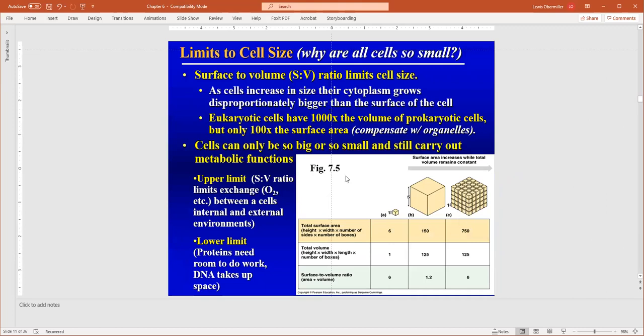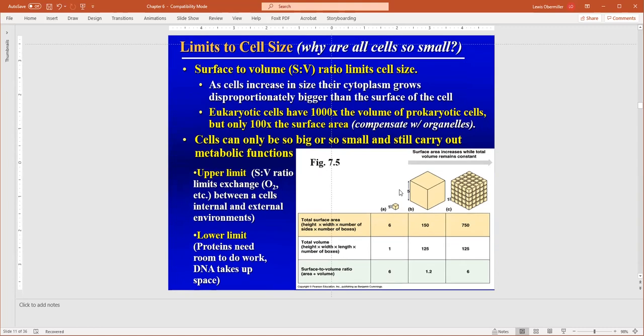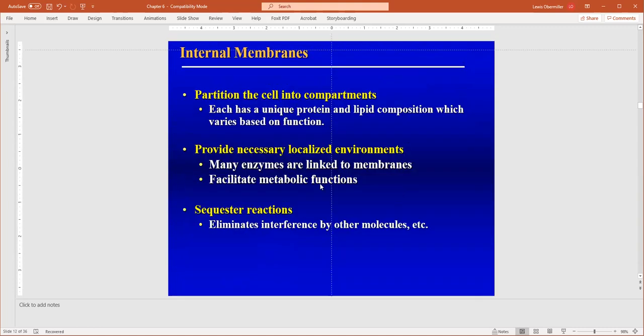We briefly covered this in lecture, but just remember that there's an upper limit of how big cells can be, and there's a lower limit of how small cells can be. And I might ask you why on the test. I also might ask you why they need internal membranes. Like, why do we have organelles? Well, we can have different proteins in different spaces, right? We can have different lipids in different spaces.